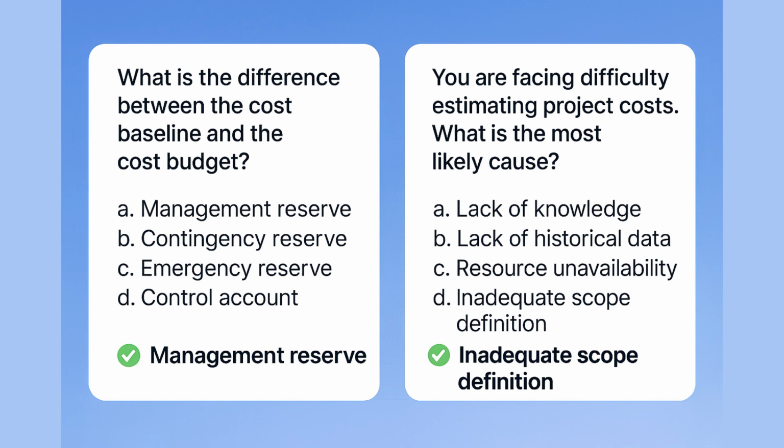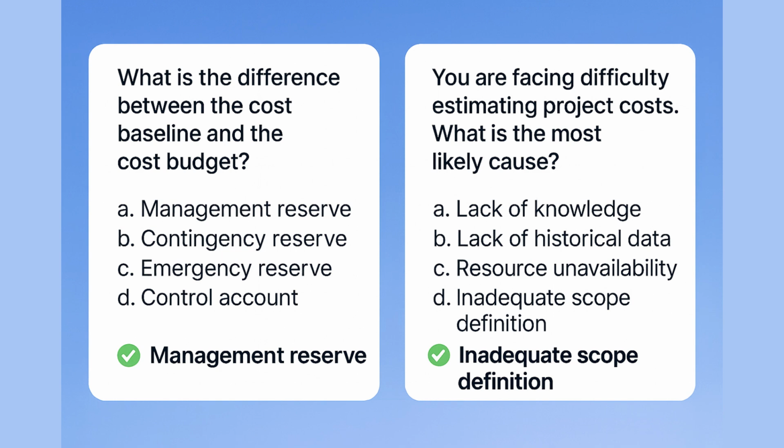Other choices are not the right answers. Contingency reserve is a choice given here. Contingency reserve is already inside the baseline. Emergency reserve is a choice which is also not the right answer. Emergency reserve is not a project management concept. Control account is another choice which is also not the right answer, as control accounts are work breakdown structure tracking points. They are not related to budgets. So remember, management reserve is the key that bridges your baseline and your total project budget.